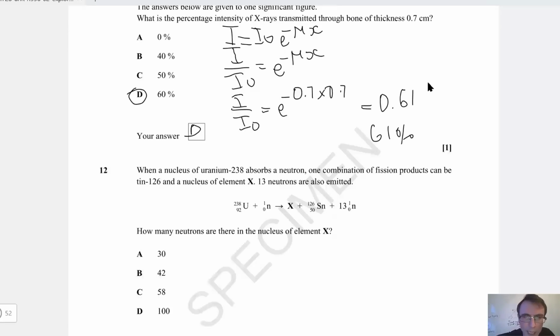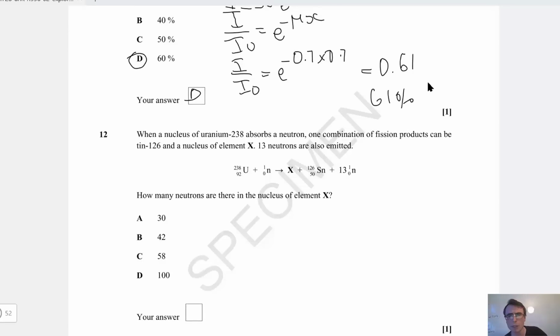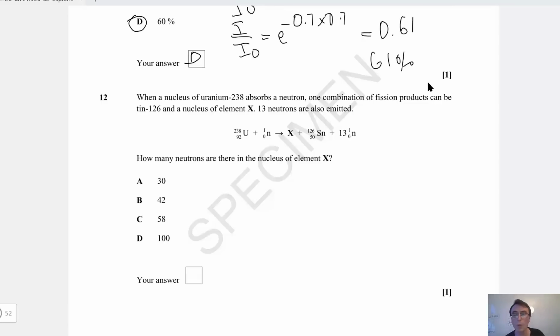Okay, cool. Next one, when a nucleus of uranium-238 absorbs a neutron, one combination of fission products can be tin-126 and a nucleus of element X. 13 neutrons are also emitted. How many neutrons are there in the nucleus of element X? Which sounds pretty cool. Okay, well, we just need to add them up. So the numbers on the left have to add up to the numbers on the right.